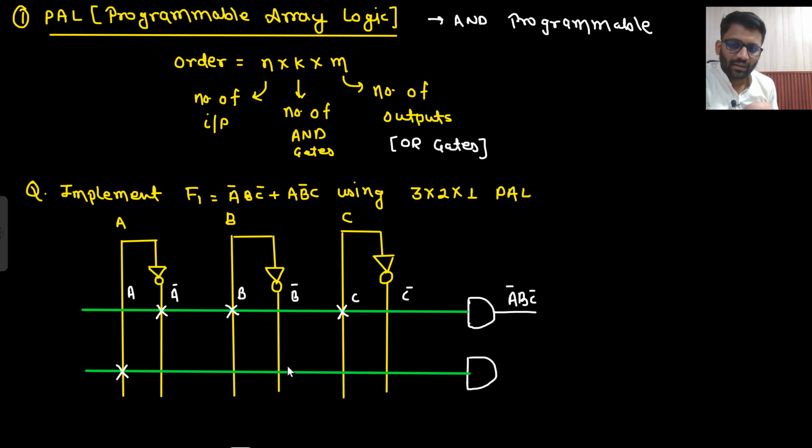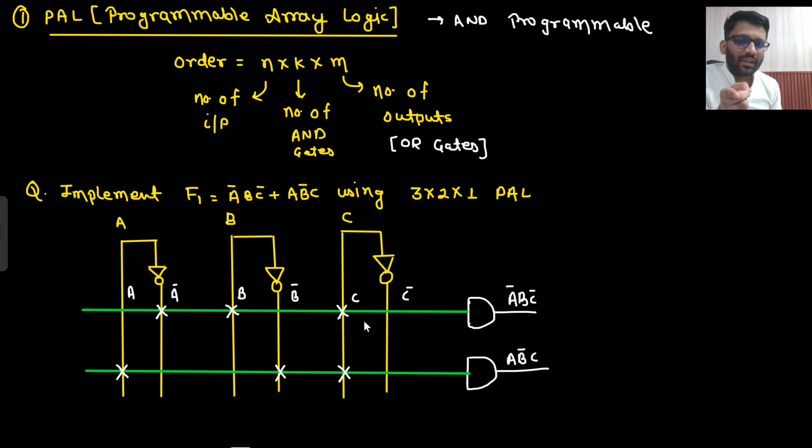A, B bar, C. So at the output, what are you having? A, B bar, C. By the cross I am showing it. If I put a cross here, that means I am getting A. If I put a cross here, that means I am getting B bar. If I put a cross here, that means these 3 inputs are going to this AND gate: A, B bar, C.